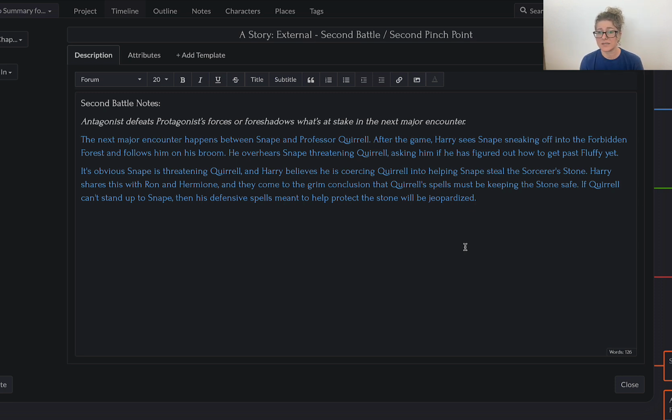After the game, Harry sees Snape sneaking off into the Forbidden Forest and follows him on his broom. He overhears Snape threatening Quirrell, asking him if he has figured out how to get past Fluffy yet. It's obvious Snape is threatening Quirrell, and Harry believes he is coercing him into helping Snape steal the Sorcerer's Stone. So Harry shares this with Ron and Hermione, and they come to the grim conclusion that Quirrell's spells must be keeping the stone safe. And if Quirrell can't stand up to Snape, then his defensive spells meant to help protect the stone are going to be jeopardized.